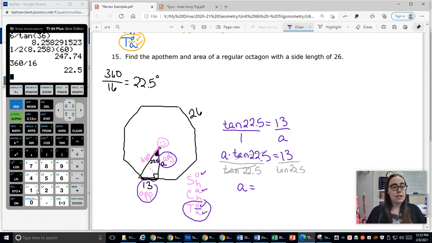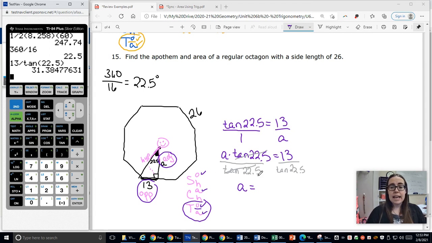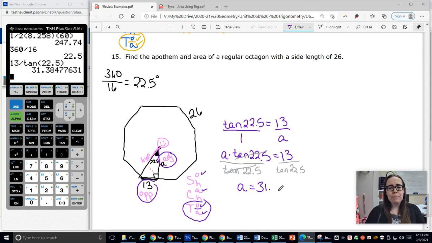So let's put that in our calculator. 13 divided by the tangent of 22.5. Close my parentheses, put that seatbelt on, and I get that my apothem is 31.385. And I know if I'm going to be rounding to the whole number, I don't want to round this yet. That's too much rounding. So 31.385 is what I'm going to round that to. Okay, I don't want to do too much rounding too quick.